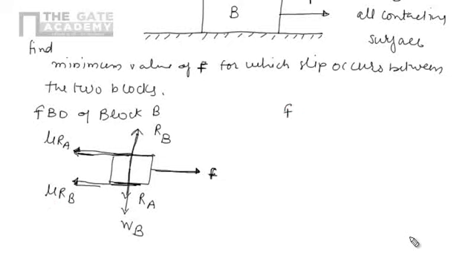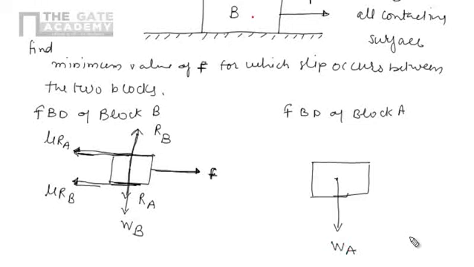Similarly, we can draw the free body diagram of block A. In block A, obviously the weight of block A will act in the downward direction. A and B are in contact, so there will be a reaction from B. It is nothing but what we had earlier, that is RA, because by Newton's third law there will be an equal and opposite reaction. For B, the RA is like that. For A, RA will be in the upward direction.